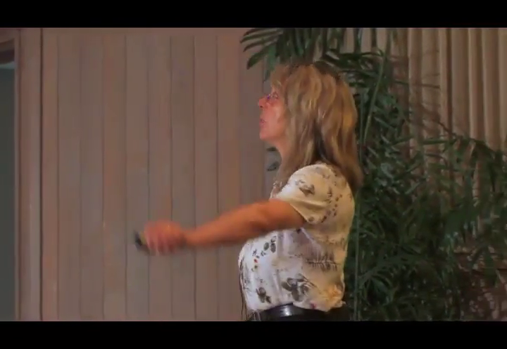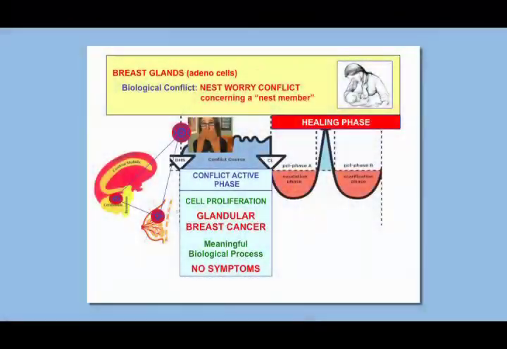But a woman that knows German New Medicine will also be prepared for the healing symptoms. And that is, of course, most important, because this is when we typically see symptoms. As we learned, in the conflict active phase, there are no symptoms whatsoever. There's no pain, there's no nothing.